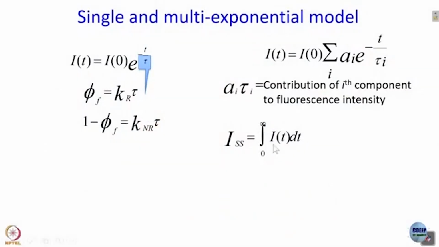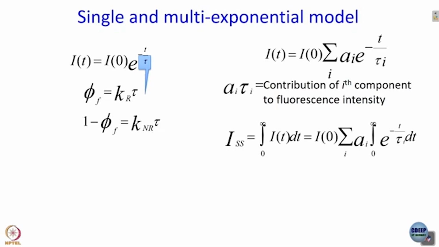So, what we are saying is the intensity of steady state is really the integral of I(t) dt for limits 0 to infinity of time, or rather we can say that it is the area under the decay. Of course, we are talking about a particular wavelength. Is this understood? That steady state intensity at any particular emission wavelength is the area under the decay, or it is the integral from 0 to infinity of I(t).